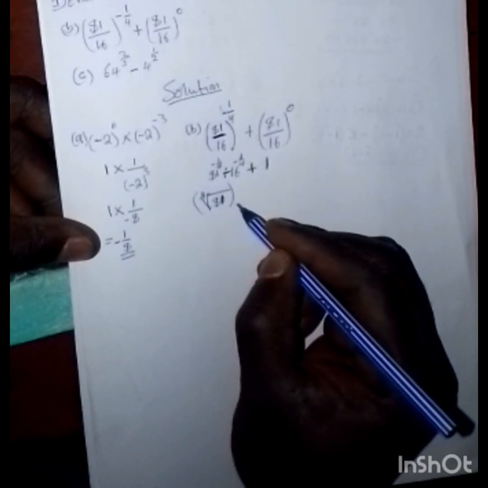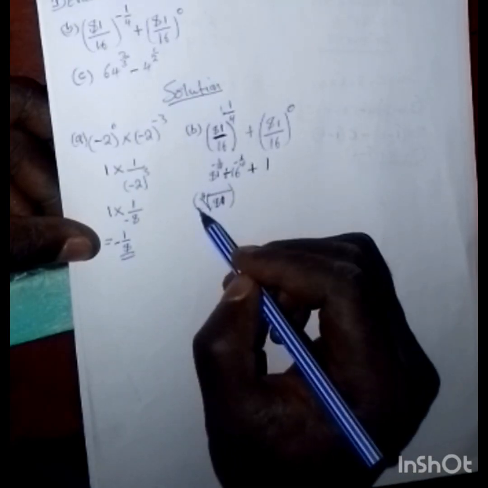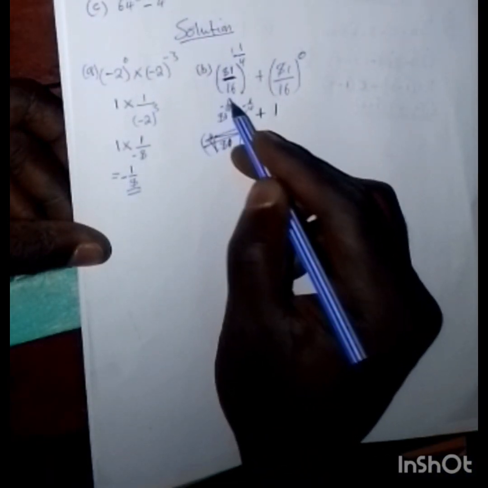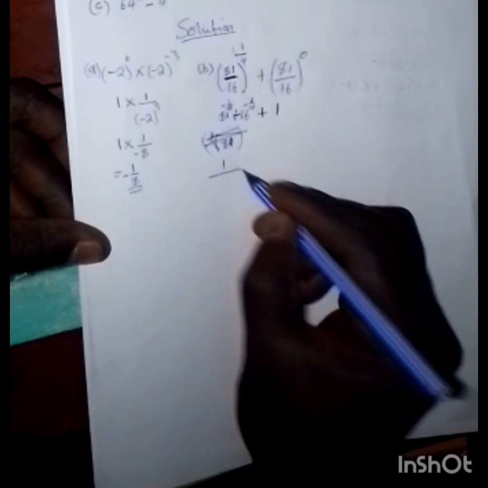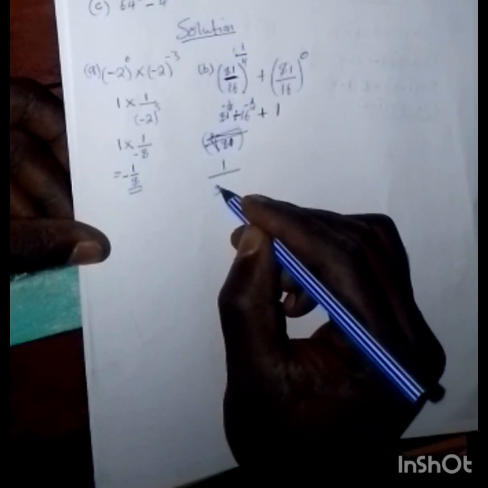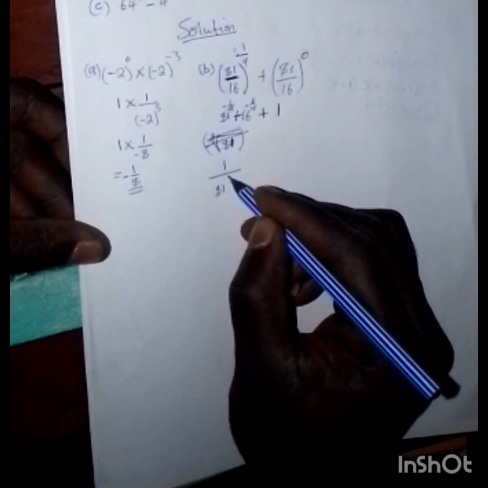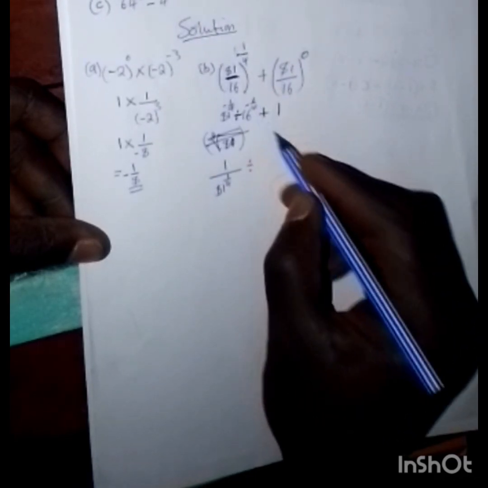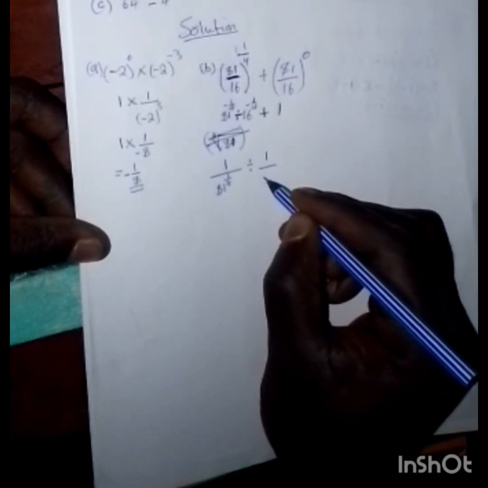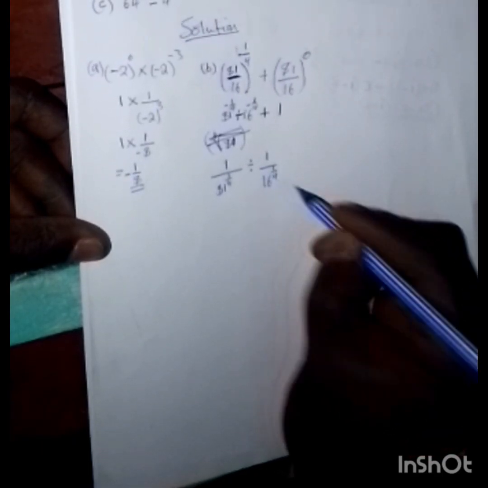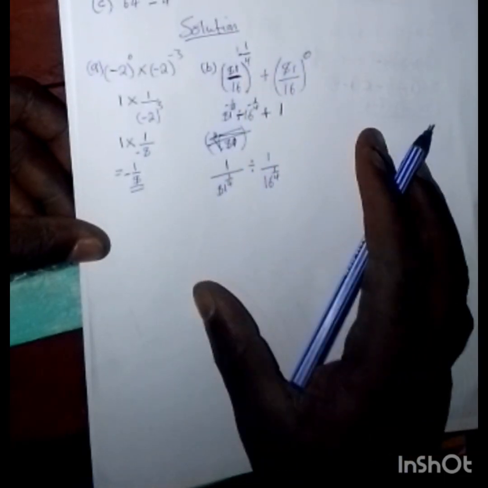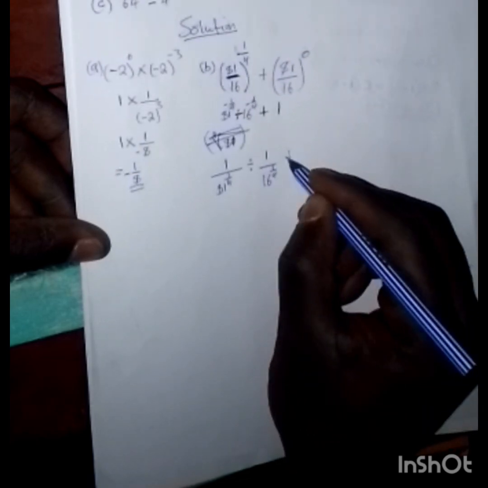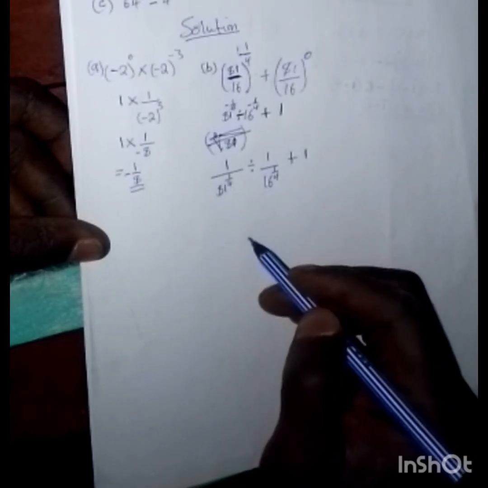Before you go there, this is a negative index. So to get rid of this negative, we're going to say 1 over 81 to the power 1/4, divided by 1 over 16 to the power 1/4. I had forgotten that there's a negative there, and you know how to deal with negative indices. This is what you're supposed to do. Then you remember that we have got plus 1 there. So what we're going to do here is very simple.